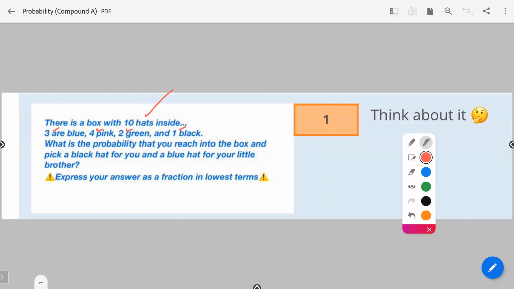To construct this probability, what I need to do is, number one, count how many black hats are in the box, and that becomes the top of my probability fraction. And the bottom number represents how many things I have in the box. Now I had 10 hats in this box, so that's going to be the bottom of my fraction. So 1 out of 10 are my chances of picking that black hat first for myself.